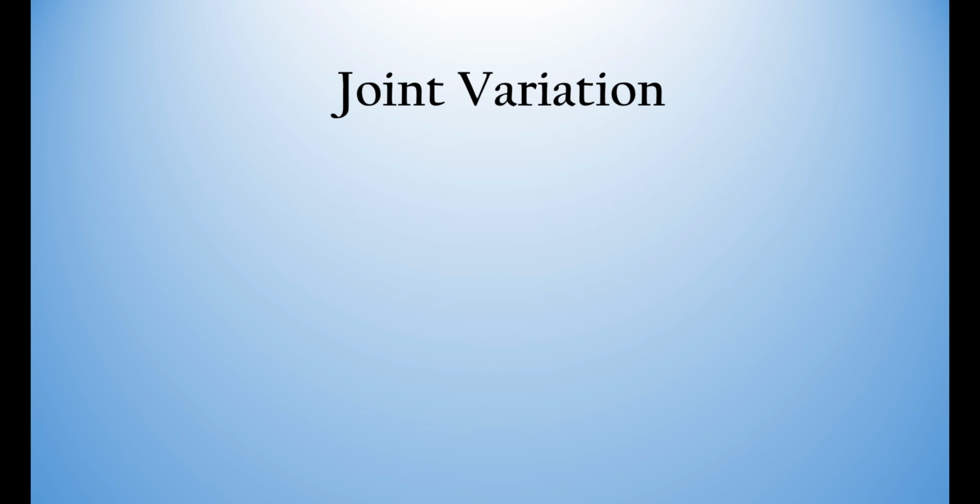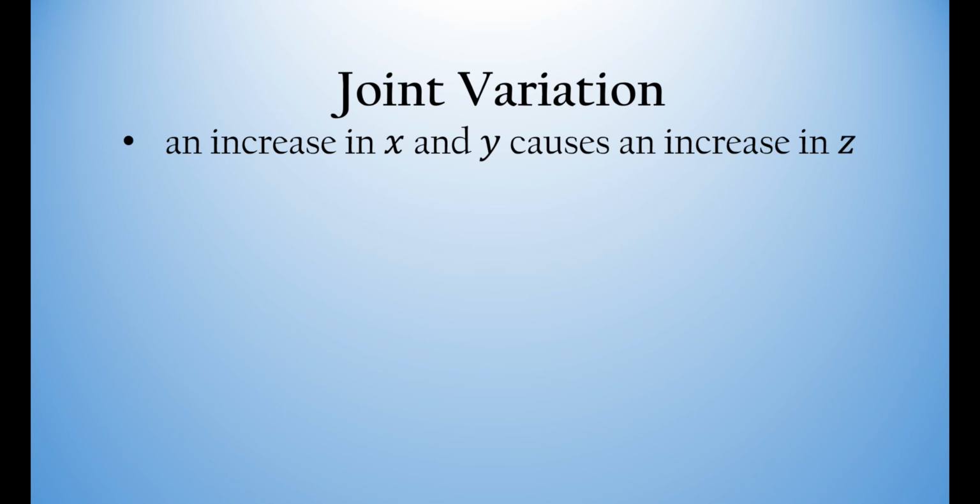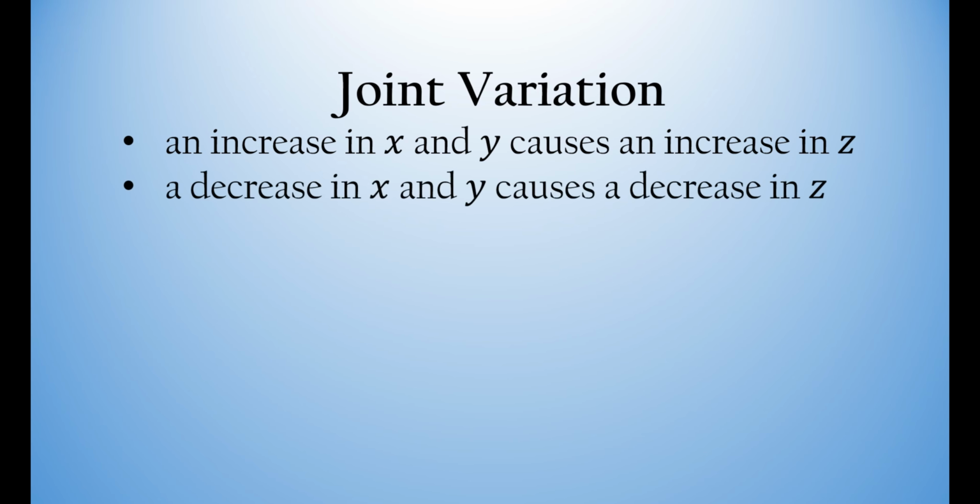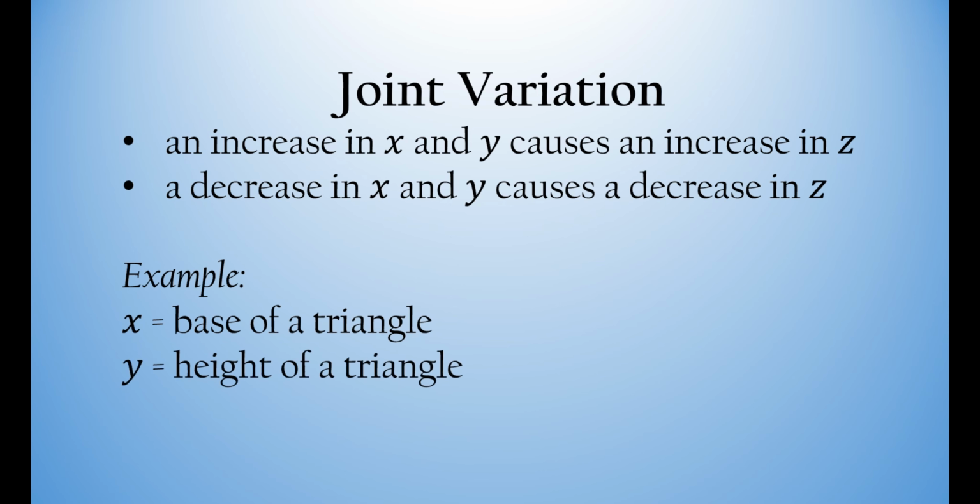In the introduction video, it was mentioned that in a joint variation, an increase in x and y causes an increase in z, and a decrease in x and y causes a decrease in z. For example, as the base and the height of a triangle increases, its area is also expected to increase. Also, as the base and the height decreases, the area should also decrease.